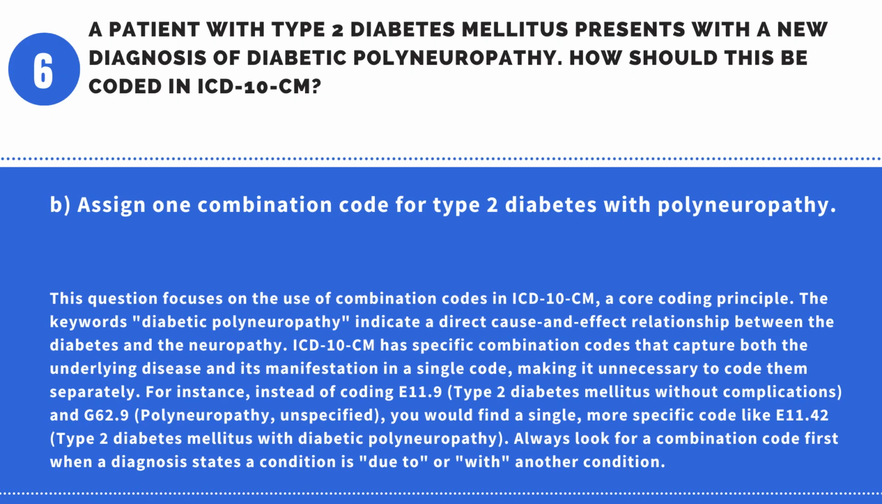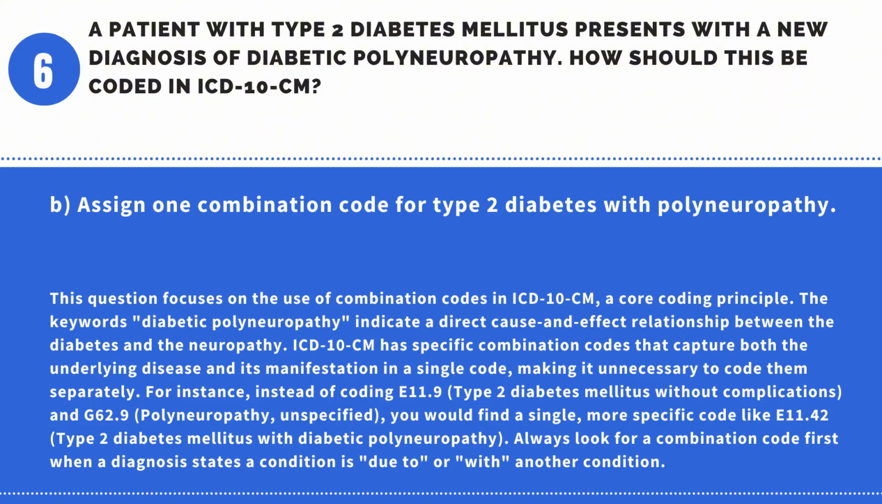Answer: B. Assign one combination code for type 2 diabetes with polyneuropathy. This question focuses on the use of combination codes in ICD-10-CM, a core coding principle. The keywords diabetic polyneuropathy indicate a direct cause and effect relationship between the diabetes and the neuropathy. ICD-10-CM has specific combination codes that capture both the underlying disease and its manifestation in a single code, making it unnecessary to code them separately.